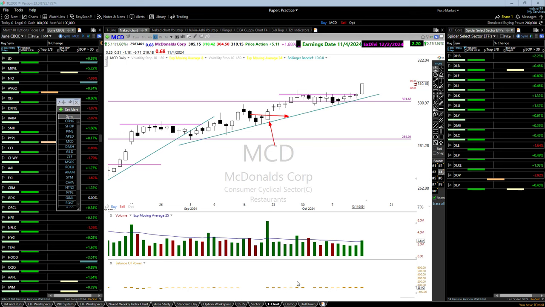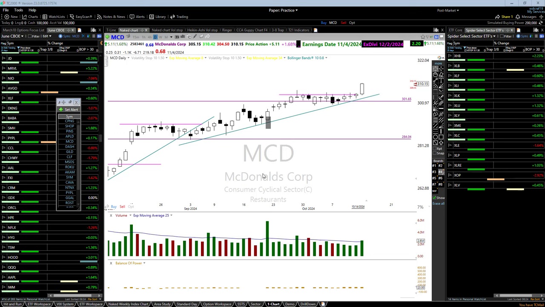Improves your win-loss opportunity, because if this fails, you don't predict it, if this fails and drops here, fix that. If this were to fail instead of move up, you're not in the trade, right? You don't have to worry about being in that trade, because that trade didn't perform as it was supposed to. You're not in it. No worries.